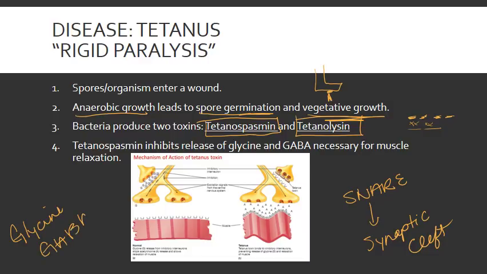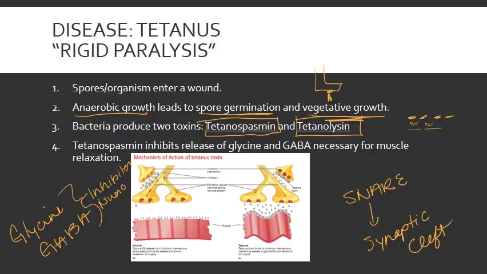GABA is gamma aminobutyric acid. I say GABA because it's a lot easier. Both of these are considered inhibitory neurotransmitters. So we talked about acetylcholine, which is kind of an activating neurotransmitter. These are inhibitory.